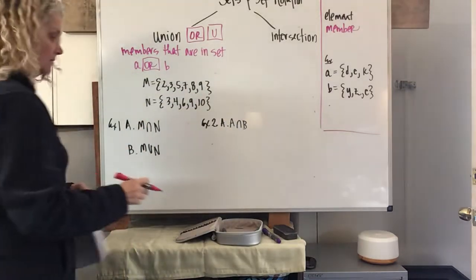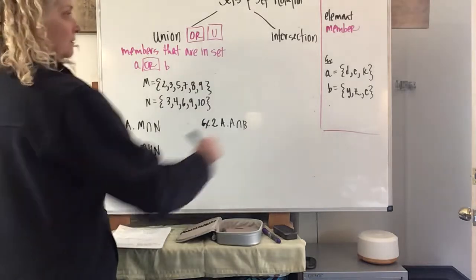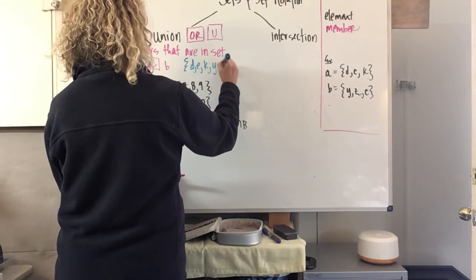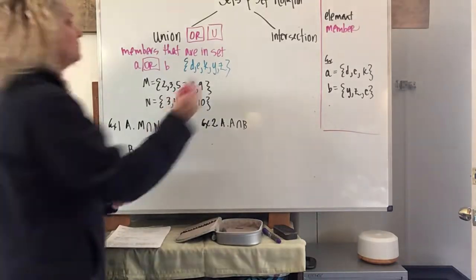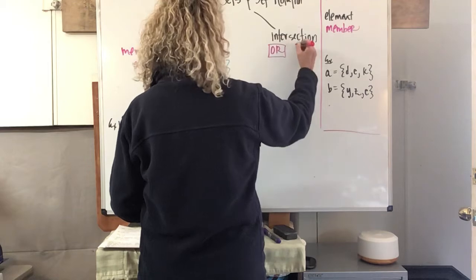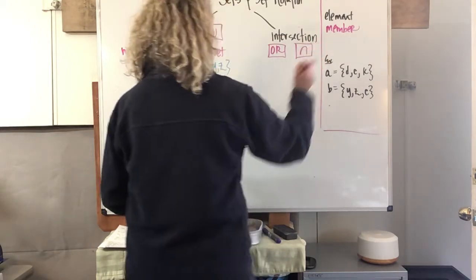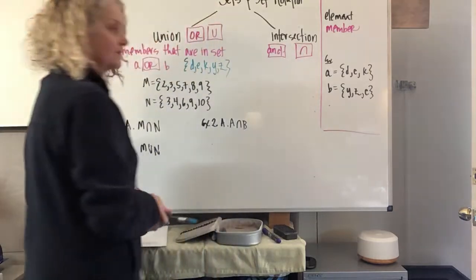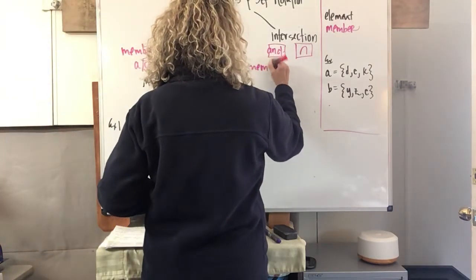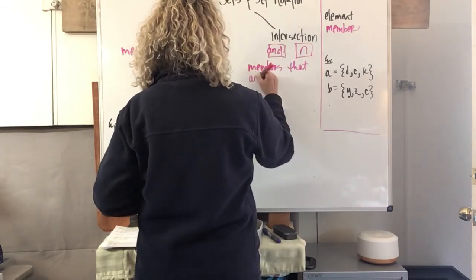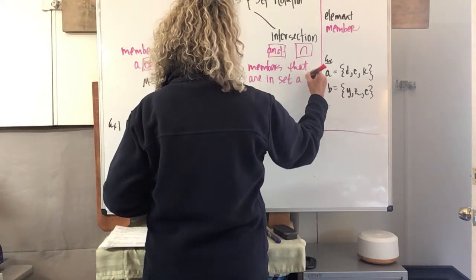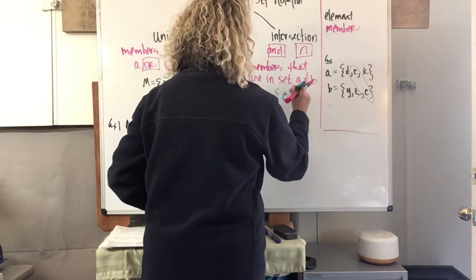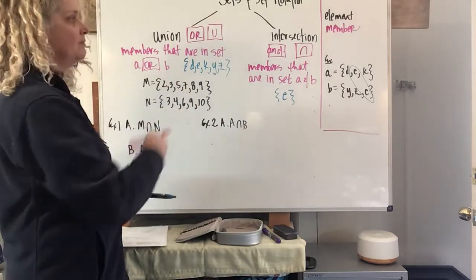So in our simple example here, you can see that the members of this would be D, E, K, Y, and Z. The keyword with intersection would be and, and the symbol for an intersection looks like an upside-down U. So this means members that are in set A and B. In this case, you can see the only element that is a member of both sets, A and B, would be E.